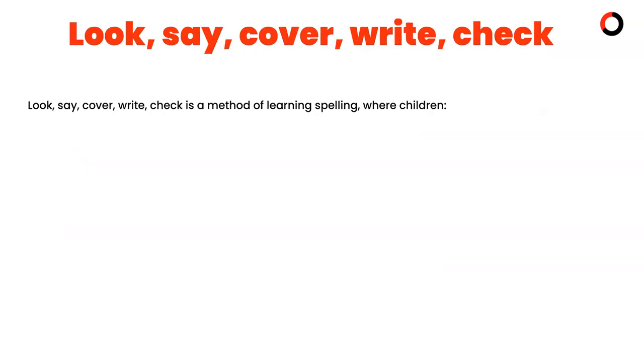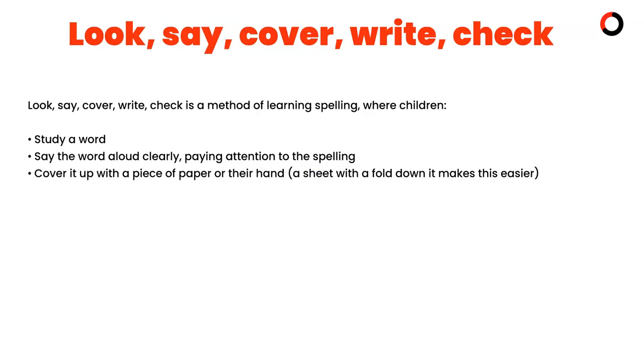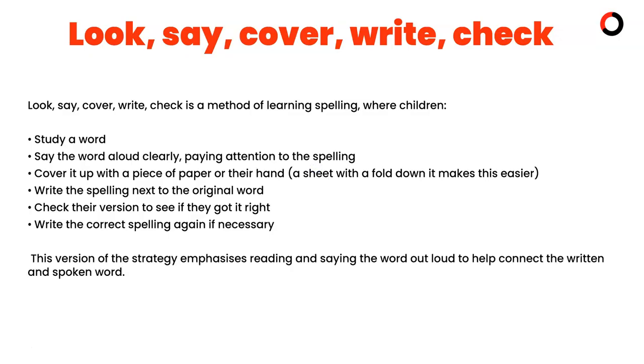The strategy uses the look, say, cover, write, check, which is a method of learning spelling where children study a word, say the word aloud clearly, pay attention to the spelling, cover it up with a piece of paper or their hand, write the spelling next to the original word, check their version to see if they got it right, write the correct spelling again if necessary. And this version of the spelling strategy emphasizes reading and saying the word aloud to help connect the written and spoken word.